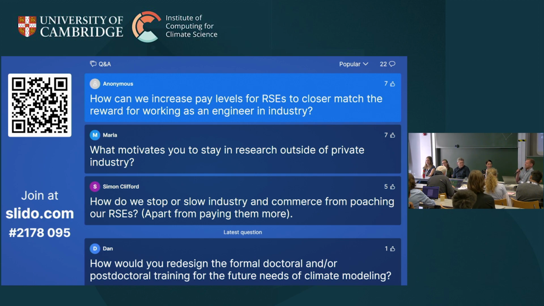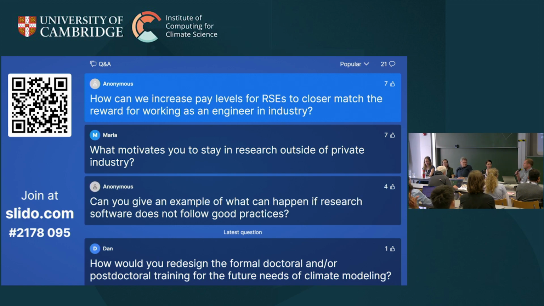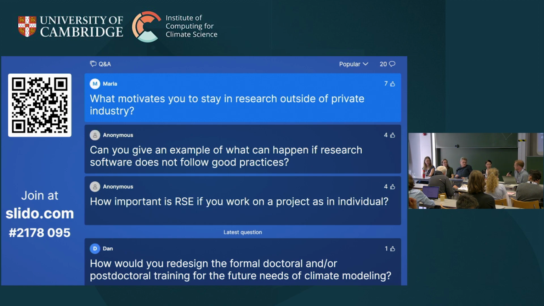But that leads nicely into the next question from Marla, actually. What motivates you to stay in research outside of private industry? So I'm sure that's different for everyone, but does anyone on the panel want to either talk about themselves or talk about other people, teams? What do you think your opinion on that is? Anyone want to volunteer first?